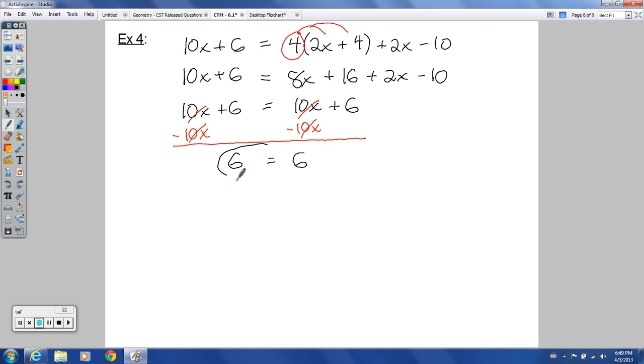And so what can we say about a problem like this? We can say that this is always true. So, how many solutions do you have? You actually have infinitely many solutions.